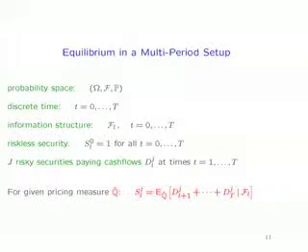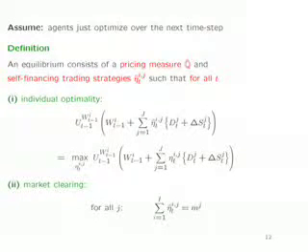I still have a riskless security. It stays constantly equal to 1 all the time. And I have these J risky securities, and now these pay cash flows, d_j,t at every time t from 1 to capital T. And if I take a pricing measure Q hat, then the price of the j-th security at time little t should just be this conditional expectation of the sum of the cash flows from t plus 1 to capital T, conditioned on the information that I have at time t. Okay, so again, the question is, how do I determine this pricing measure Q hat?